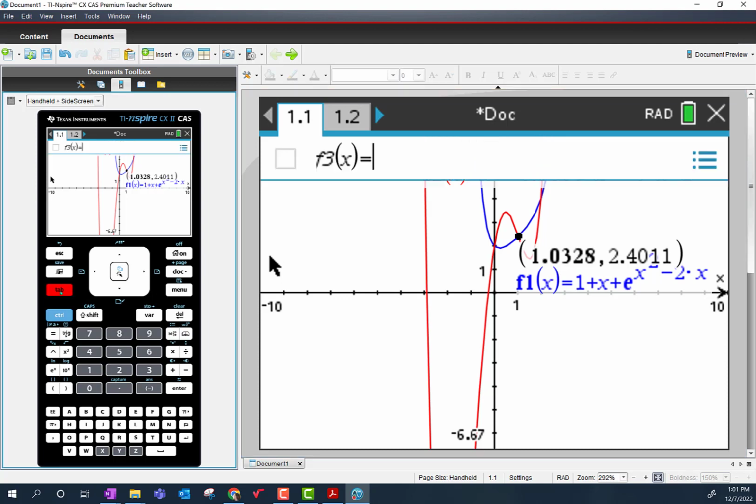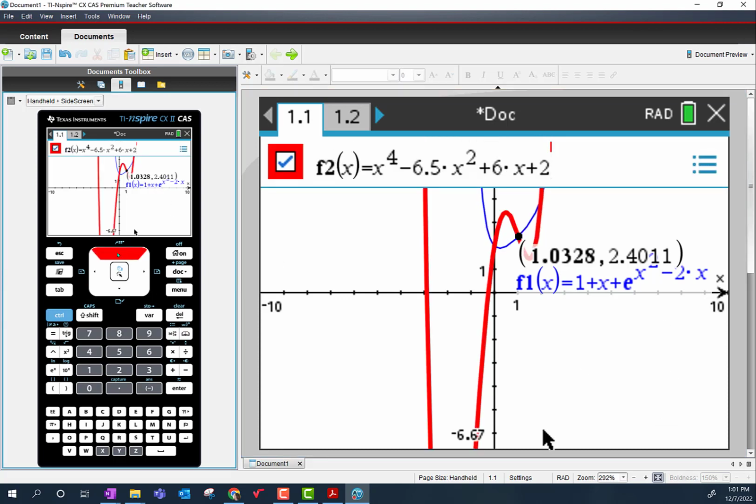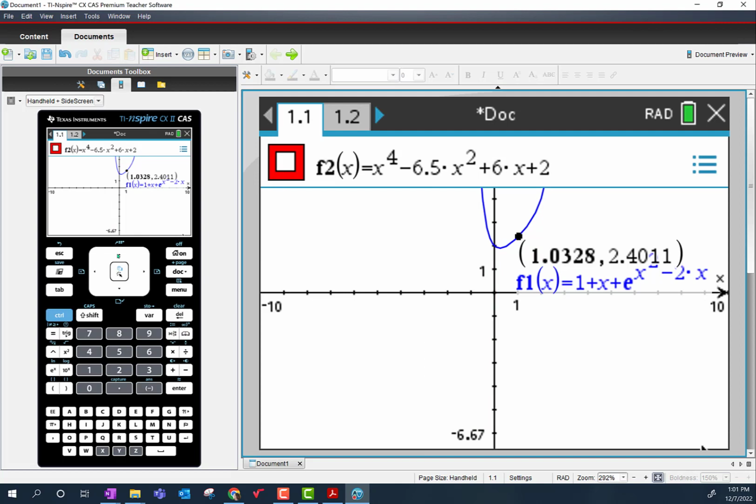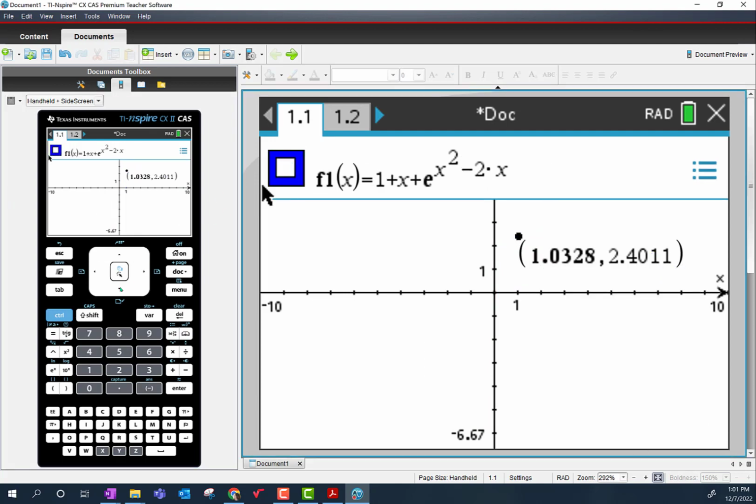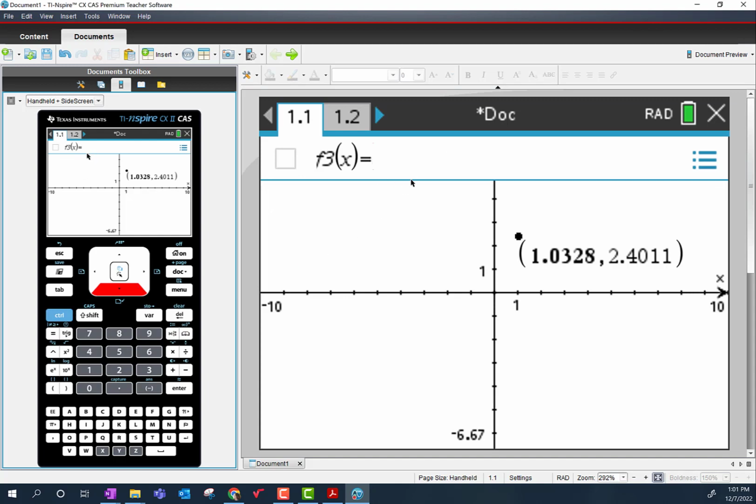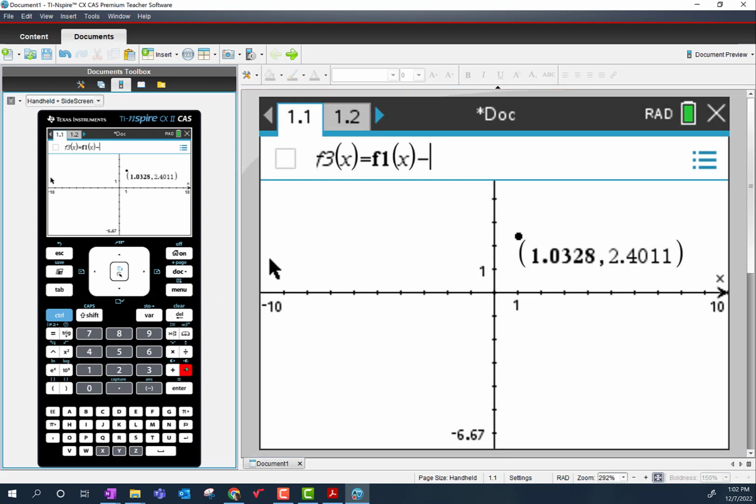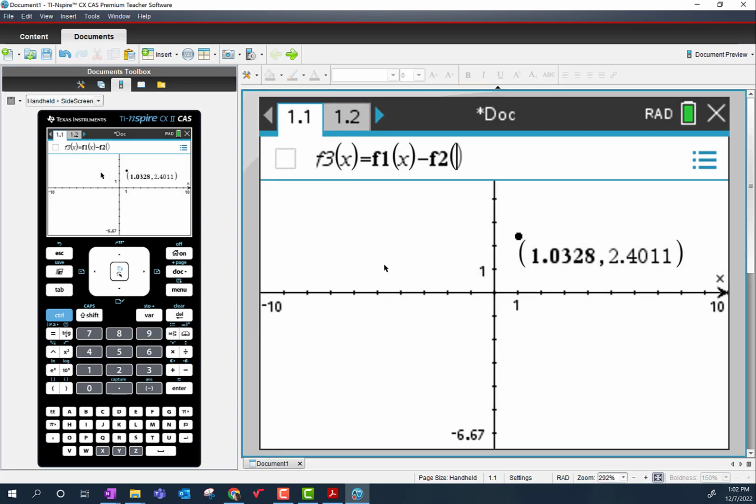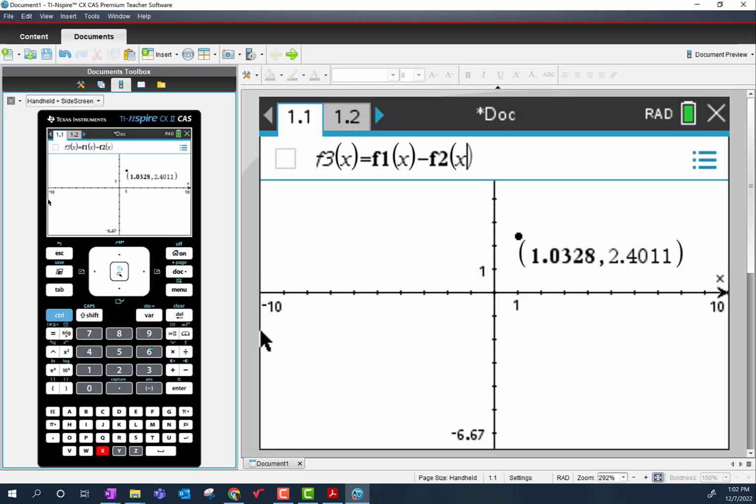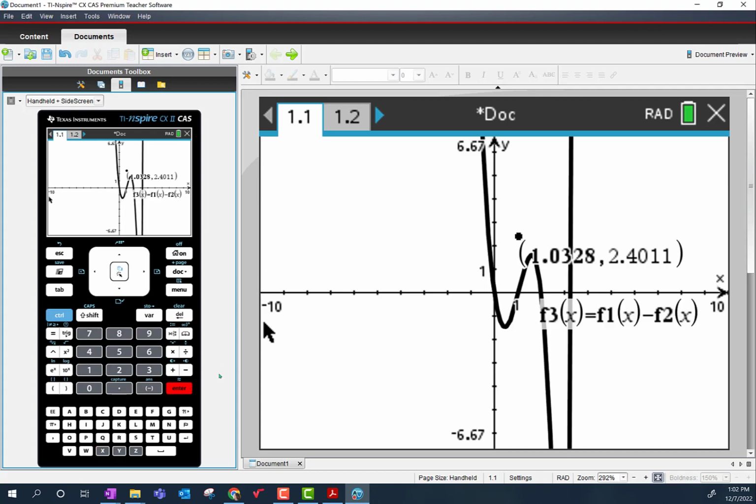But I'm going to go up to the tab, and just to help me so I don't have to look at all those graphs, I'm going to uncheck those two graphs. And I want to make my third function f minus g, which is f of x minus g of x. Okay, that's what I want to do. Like I said, there's other ways to do this. Okay, so now I have f3 is actually h. Okay, and I'm going to hit enter so it's logged in there.